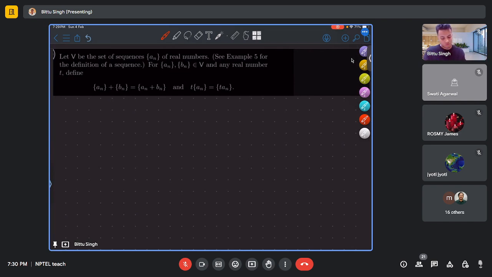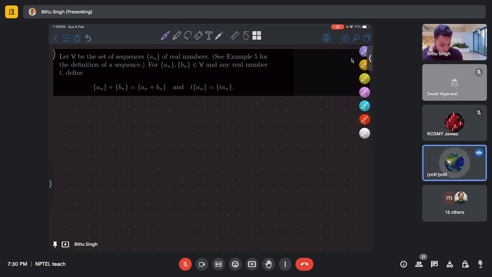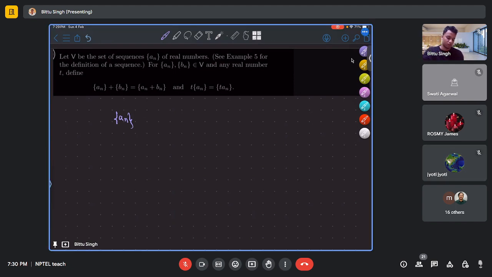Now there is a sequence of real numbers. Do you know what is the meaning of a sequence? A sequence is basically a function whose domain is the set of natural numbers. So we can write a1, a2, a3, and this will continue forever. So all ai belong to some field. For example, you can take the field to be R for your convenience.